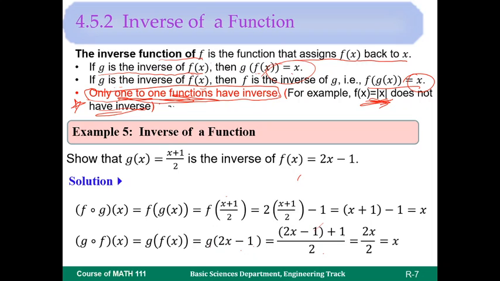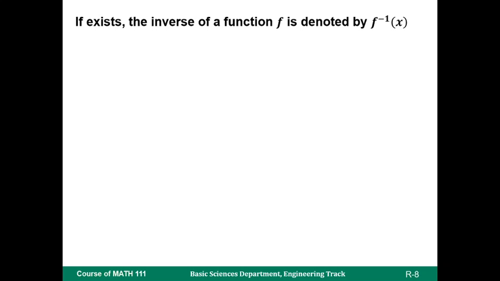So when showing that a function is the inverse of the other one, or that the functions are inverses of each other, we have to show these two conditions. Now, if it exists, so it means it might not exist. Like, if it is not a one-to-one function, it doesn't exist.